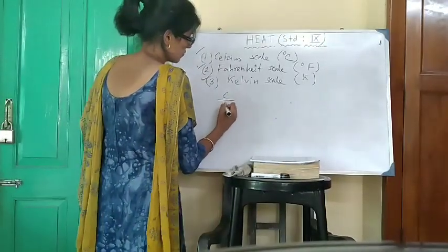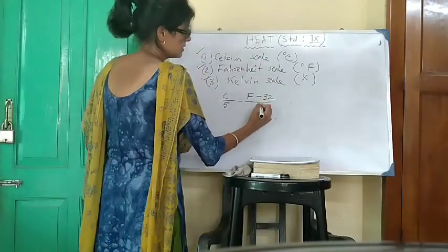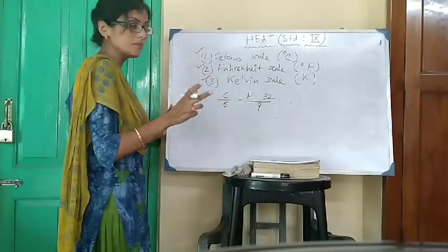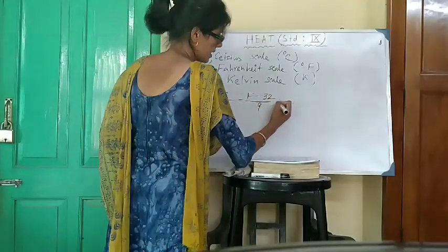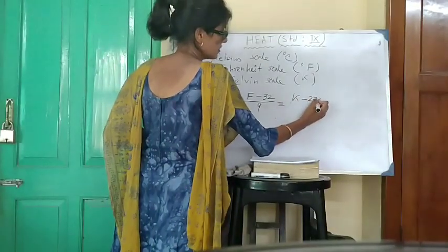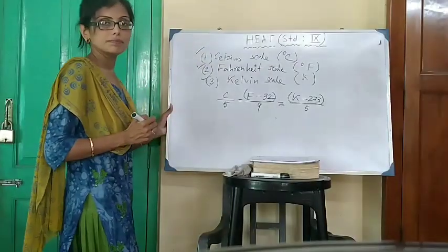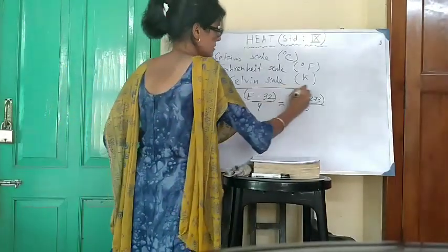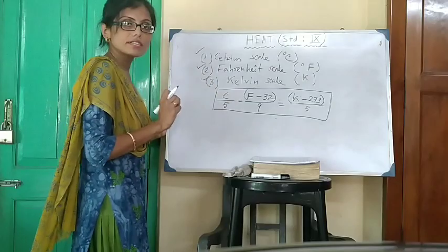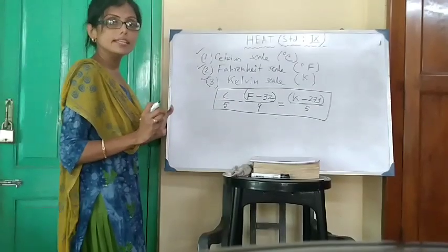C by 5 is equal to F minus 32 by 9. C is the temperature of a body in Celsius scale. F is the temperature of that same body in Fahrenheit scale. And if K is the temperature of the body in Kelvin scale, then the relation is K minus 273 divided by 5. This is the relation among Celsius, Fahrenheit and Kelvin scales. This is the particular temperature in Celsius scale. Consider that particular temperature in Fahrenheit scale, that particular temperature in Kelvin scale.